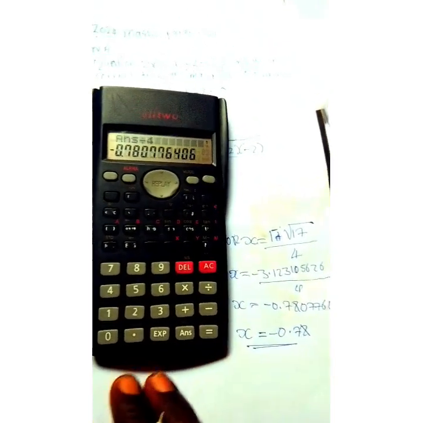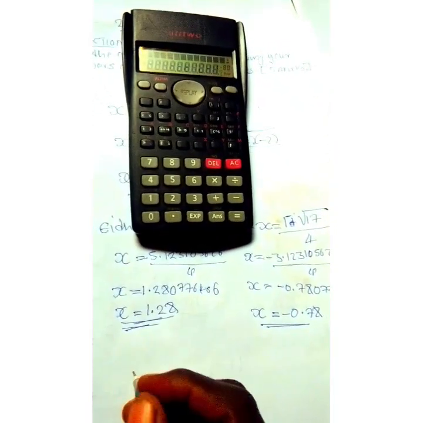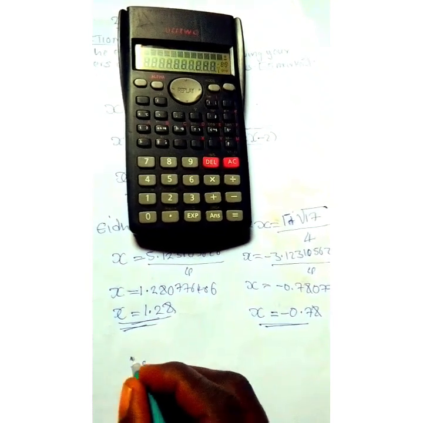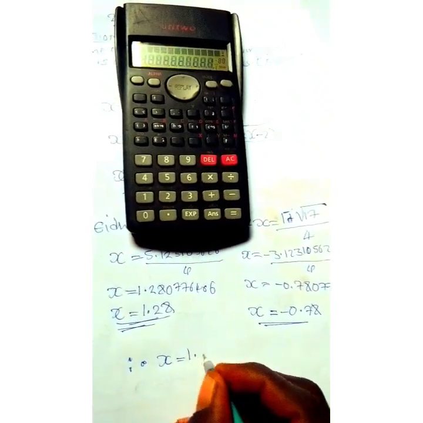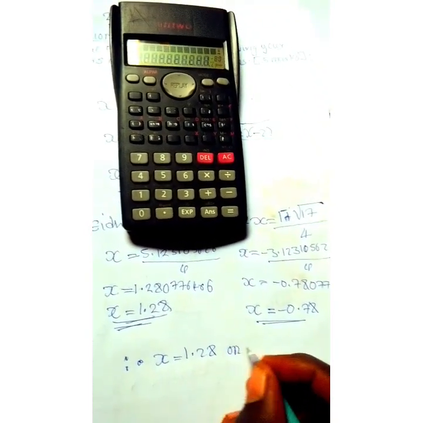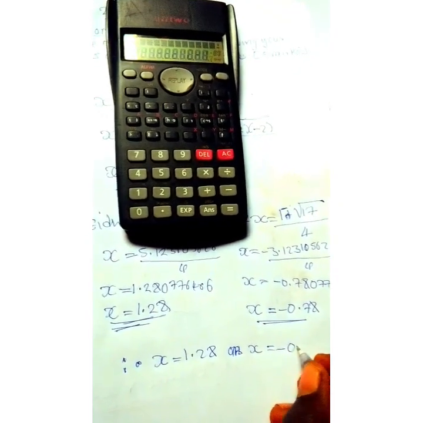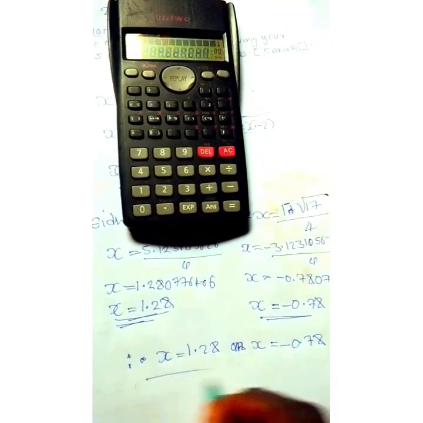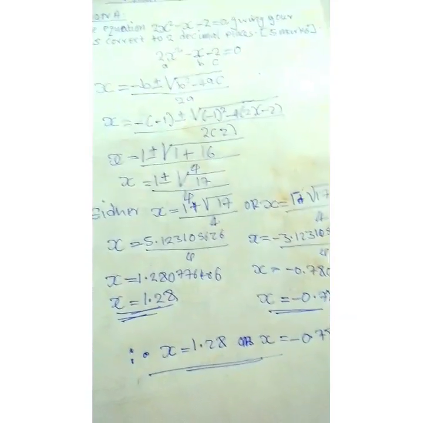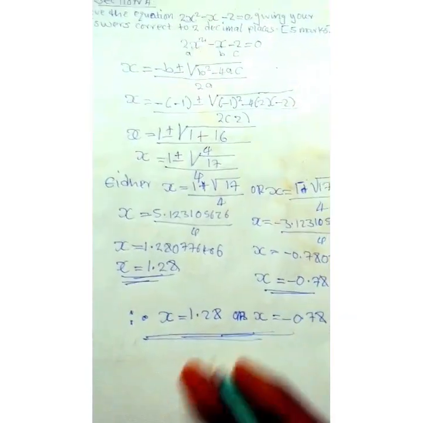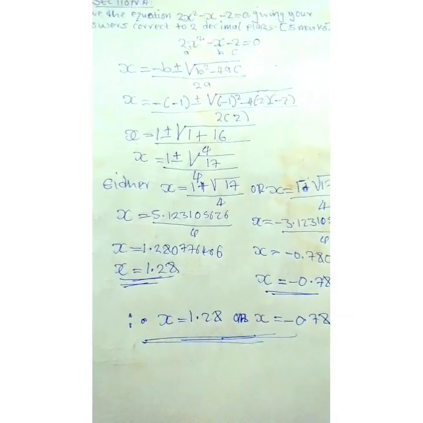So you know how to round off the answer, so we're going straight to the final answer now. Therefore, x is equal to 1.28, or x is equal to negative 0.78. So we've finally found the answer. If you reach here, you will end up getting full marks.